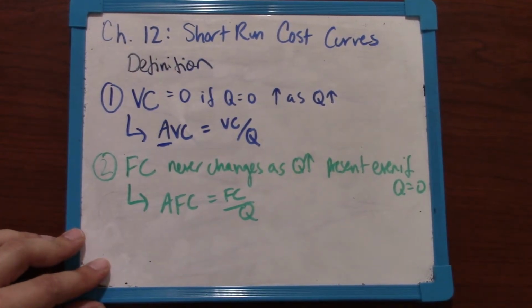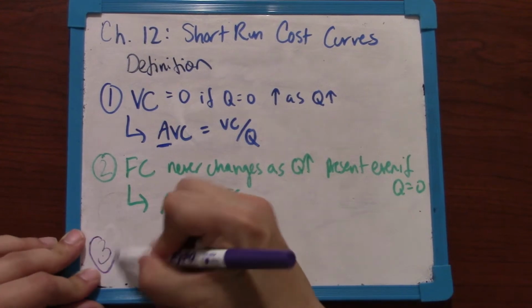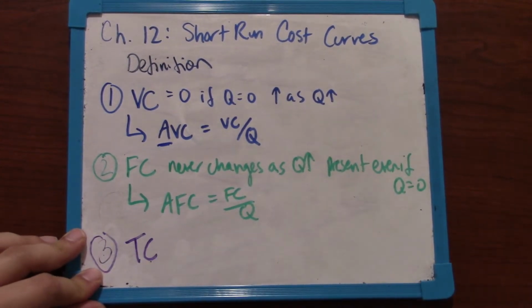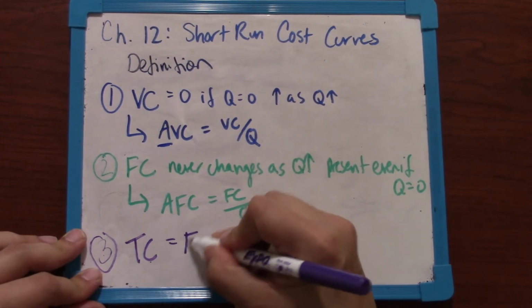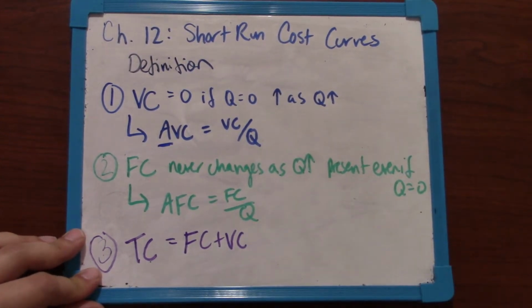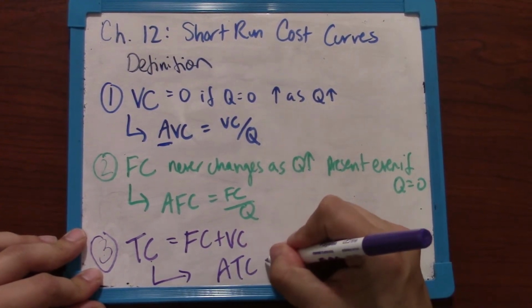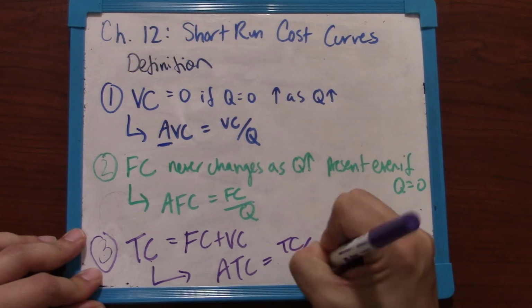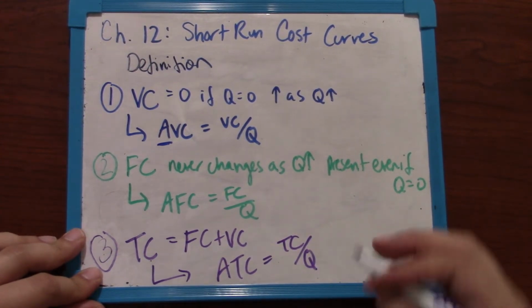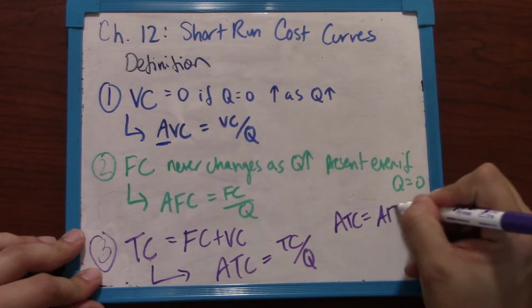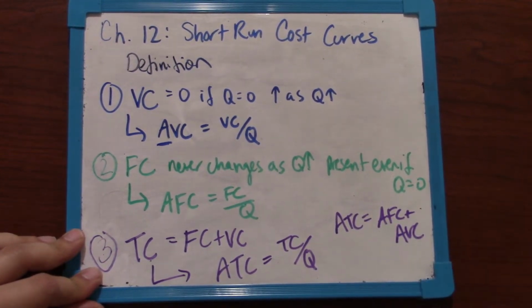Our third major cost curve is a combination of those two. It's TC, total cost. It's just the sum of fixed cost plus variable cost. Right? So total cost doesn't care whether we're talking about gasoline or background checks. And it gives us ATC, average total cost, which is total cost divided by quantity. Another way of thinking of average total cost is it's the sum of average fixed cost plus average variable cost, which you could see if you just divided this whole equation right here by quantity, you would end up with this equation right here. Okay?